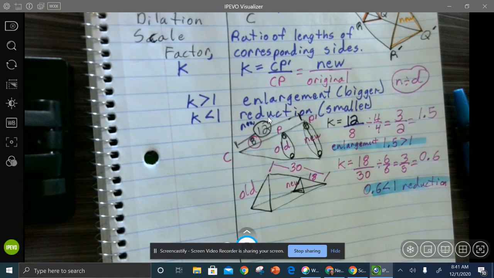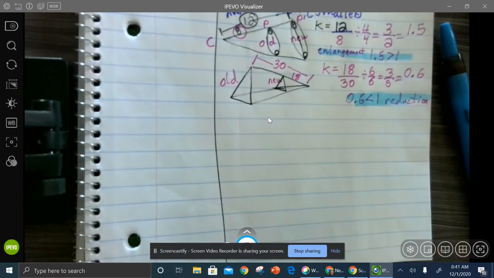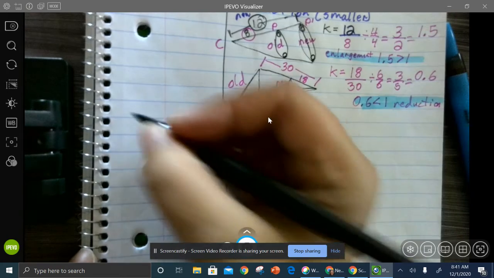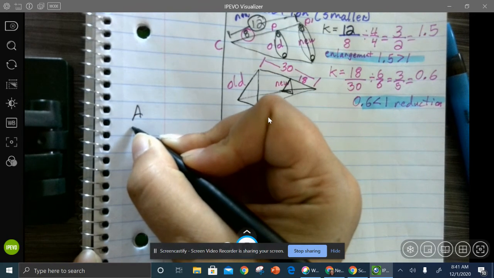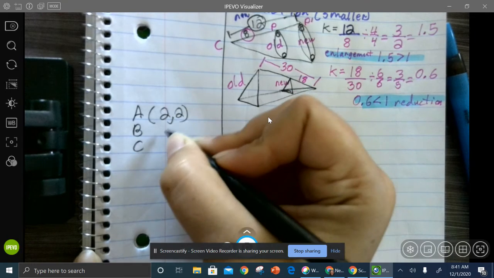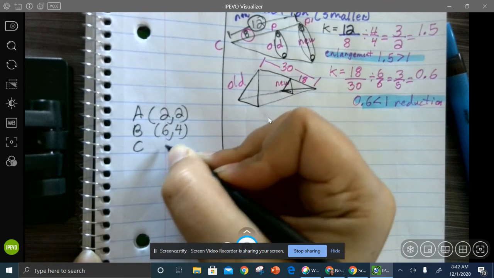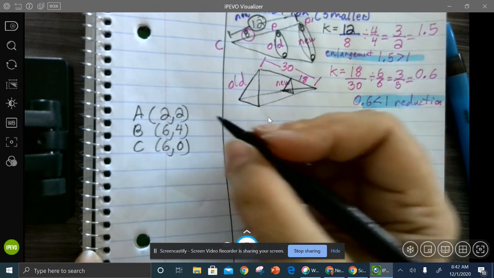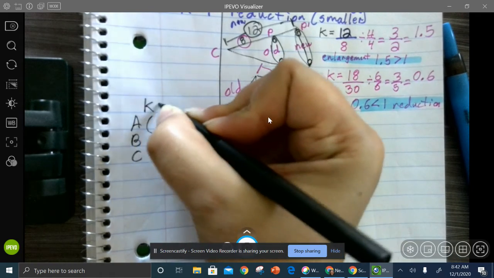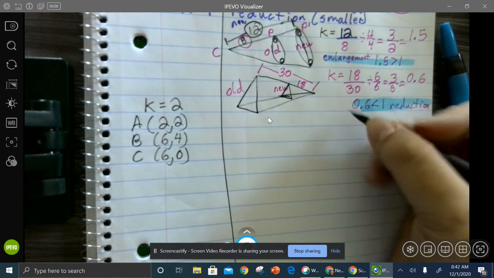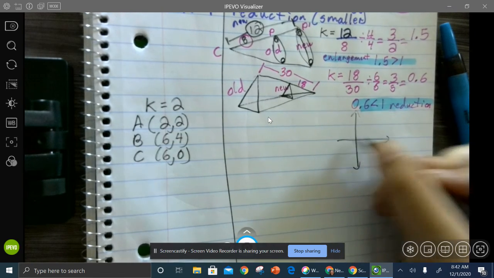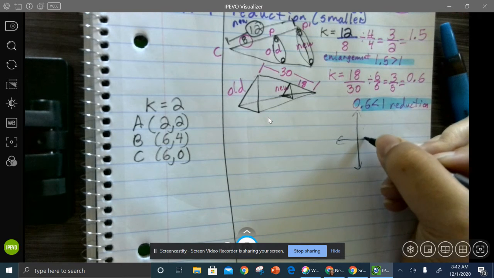Okay, what if we were doing these on some graphs? Okay, so let's do these on some graphs. Okay, so we have these coordinates. Okay, everybody, and our scale factor is 2. So let's say everybody would graph these. I'm just doing quick sketches.